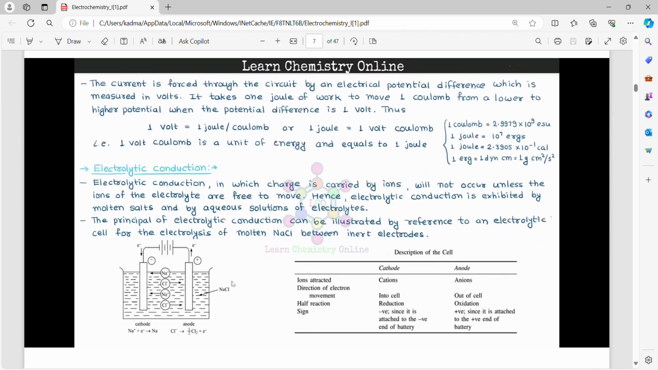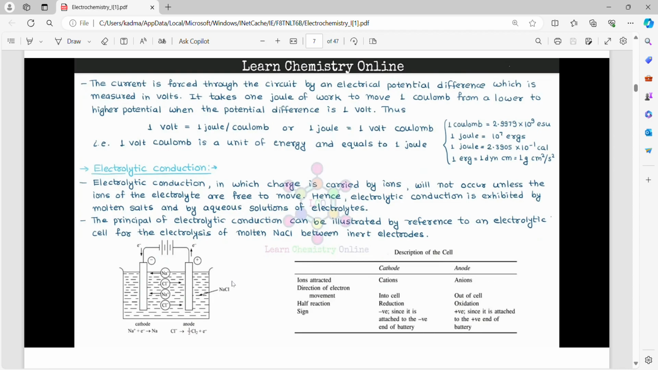The current is forced through the circuit by an electrical potential difference, which is measured in volts. It takes 1 joule of work to move 1 coulomb from a lower to a higher potential when the potential difference is 1 volt. Thus, 1 volt is equal to 1 joule per coulomb, or 1 joule is equal to 1 volt coulomb, i.e. 1 volt coulomb is a unit of energy and equal to 1 joule.